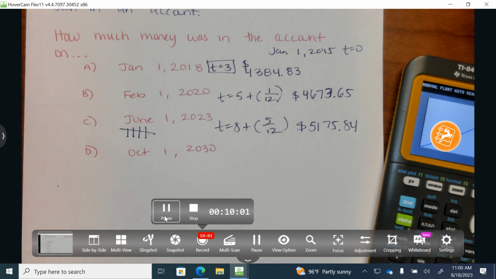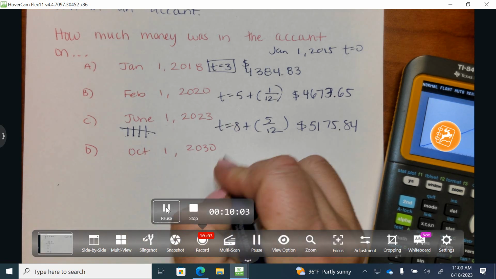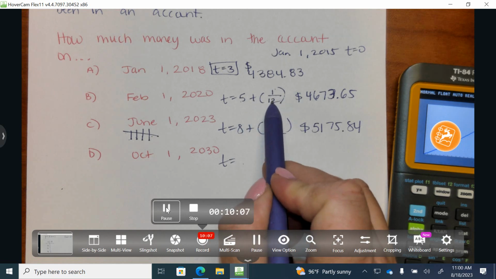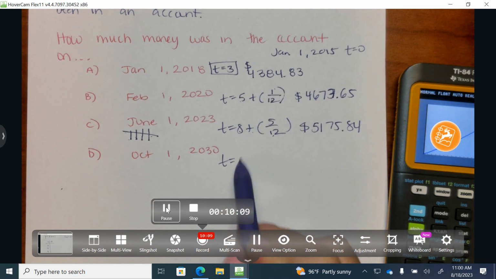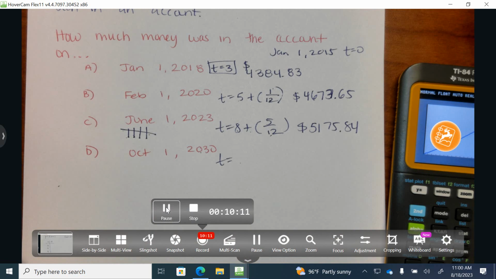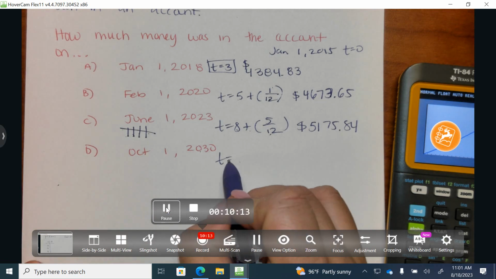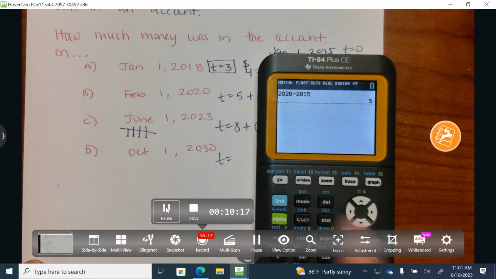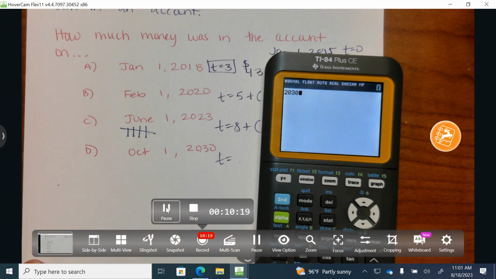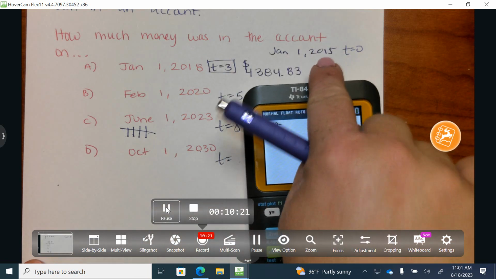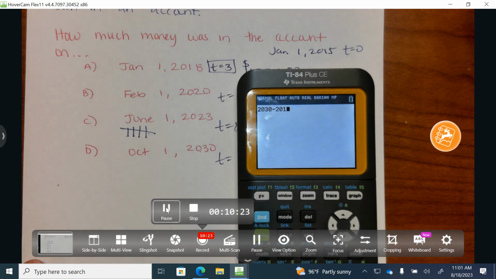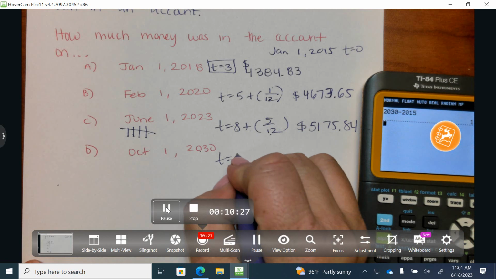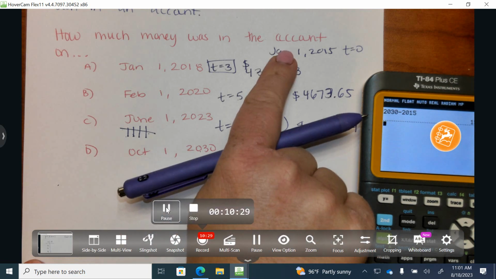Last thing I want you to do is I want you to come up with what should be in this place. Like 5 plus 1 over 12, 8 plus 5 over 12. What should go? The first thing I do is I have to figure out years. So I take whatever year, desired year I'm trying to find, which is 2030, and I subtract from the initial year, which is 2015. So I have a difference of 15 years, but we have additional months.